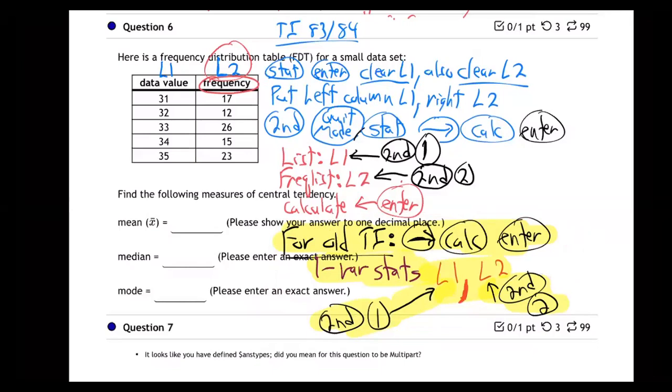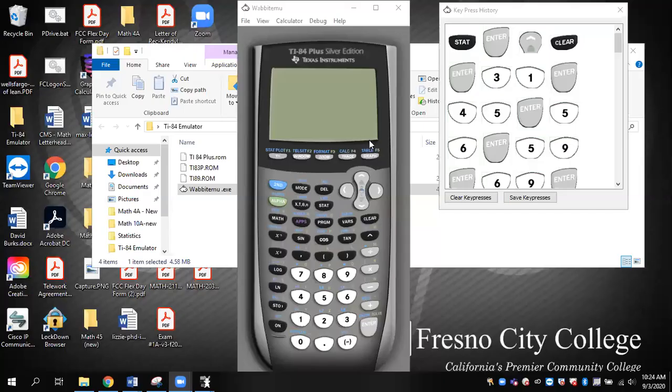Okay, I'm going to switch over. Looks like we're all happy. I'm going to switch over here. Here it is. So I'm going to do what I was saying. Let me turn it on. Go into the stat mode. Enter. I'm going to have to go up there and clear L1. L2 is already clear, but if it wasn't, I would go up there and clear L2. Get them both clear. Go back over to L1.